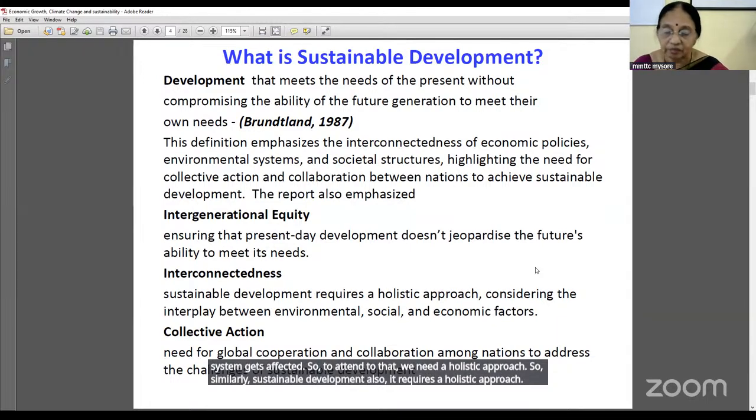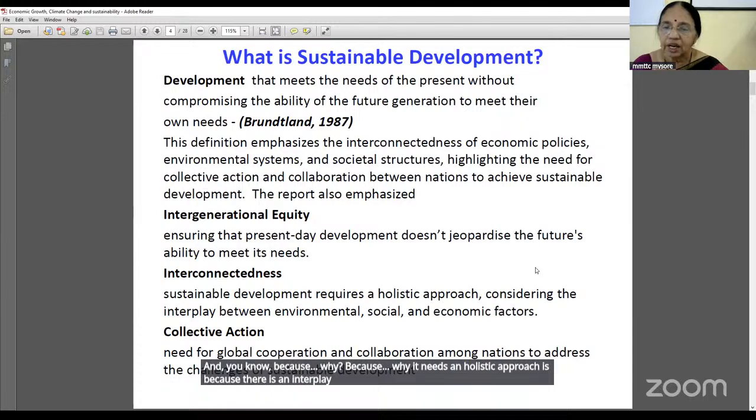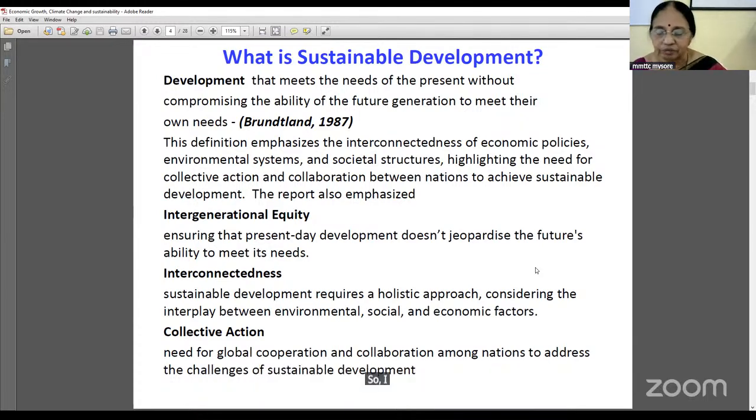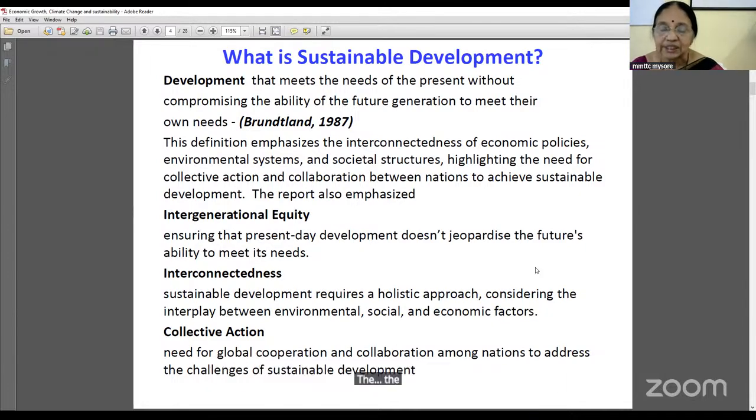And why it needs a holistic approach is because there is an interplay between environmental, social, and economic factors. I'll come to that later. I'll talk about the environmental, social, and economic factors more. So here the important thing is that sustainable development needs a holistic approach, because all the issues are interconnected.